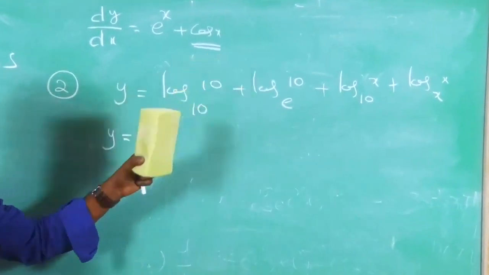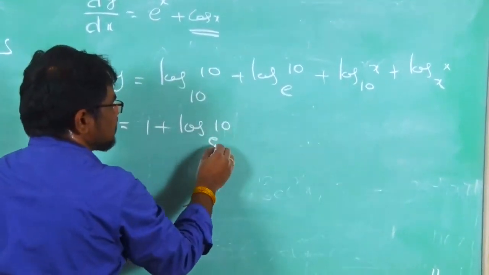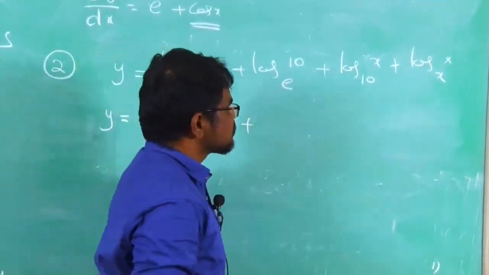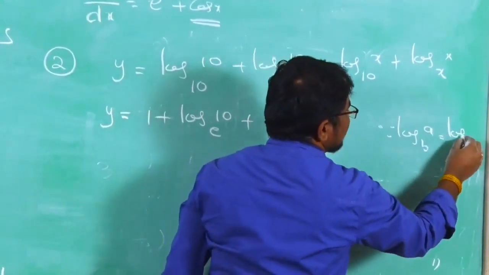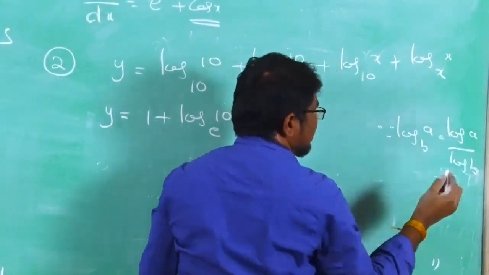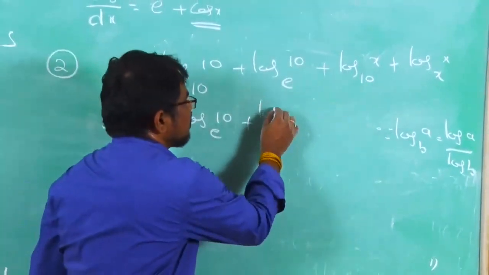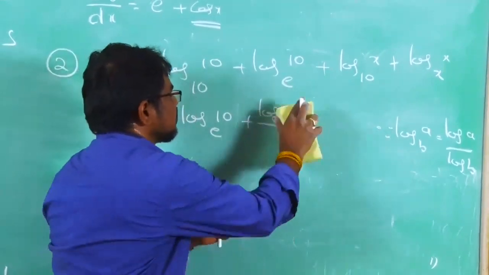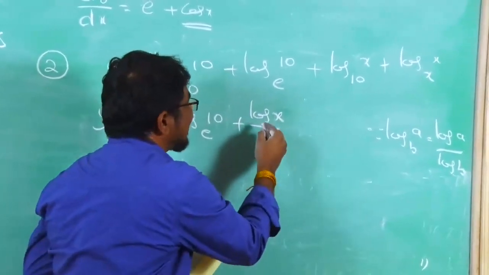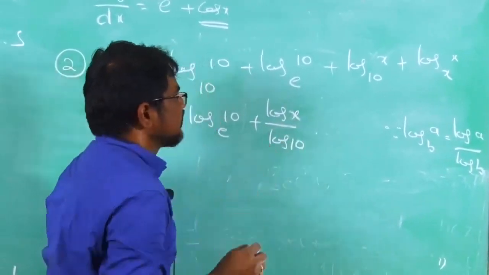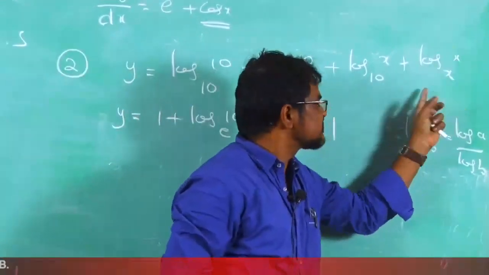We know that log a base a is 1, plus this is constant as it is, you write down log 10 base e plus, we have one formula, log a to the base b equal to what? Log a divided by log b. By using that formula, log x to the base 10 is equal to log x divided by log 10, plus this can be written as again 1, because log x base x is what? 1 only.